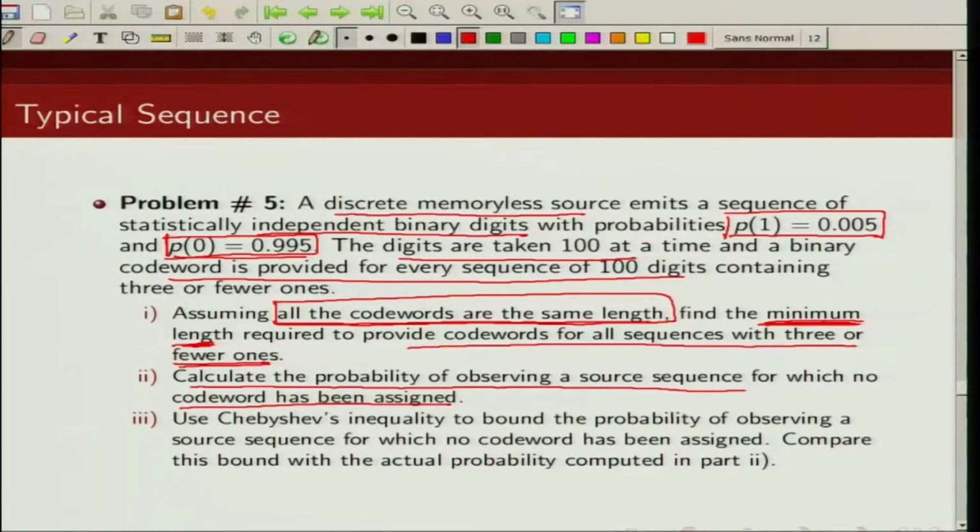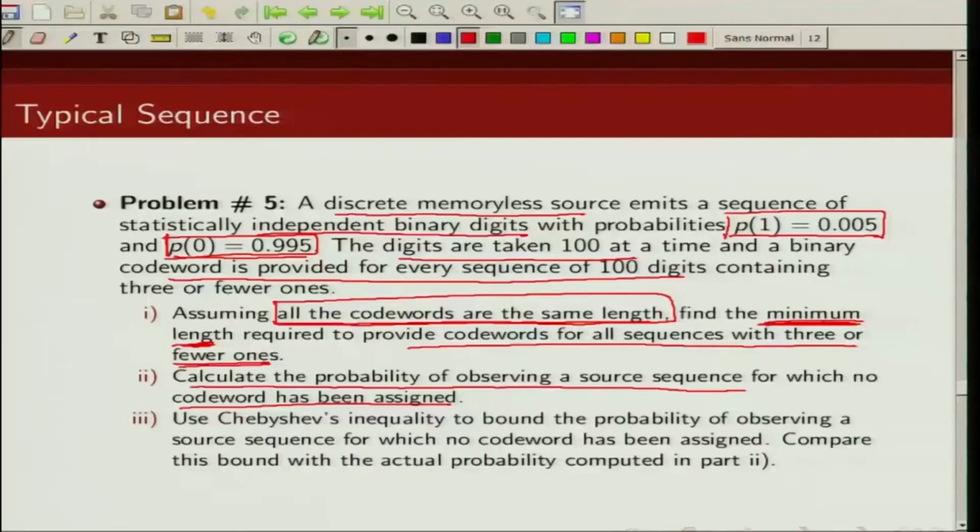Now when will no code word be assigned? When we get, among these 100 bits, a number of ones which is 4 or more. In that case we are not assigning any code words. The second part of the question asks us to calculate this probability, and the third part of the question says, use Chebyshev inequality to bound the probability of observing a source sequence for which no code word has been assigned. So in part B we are going to compute that exact probability.